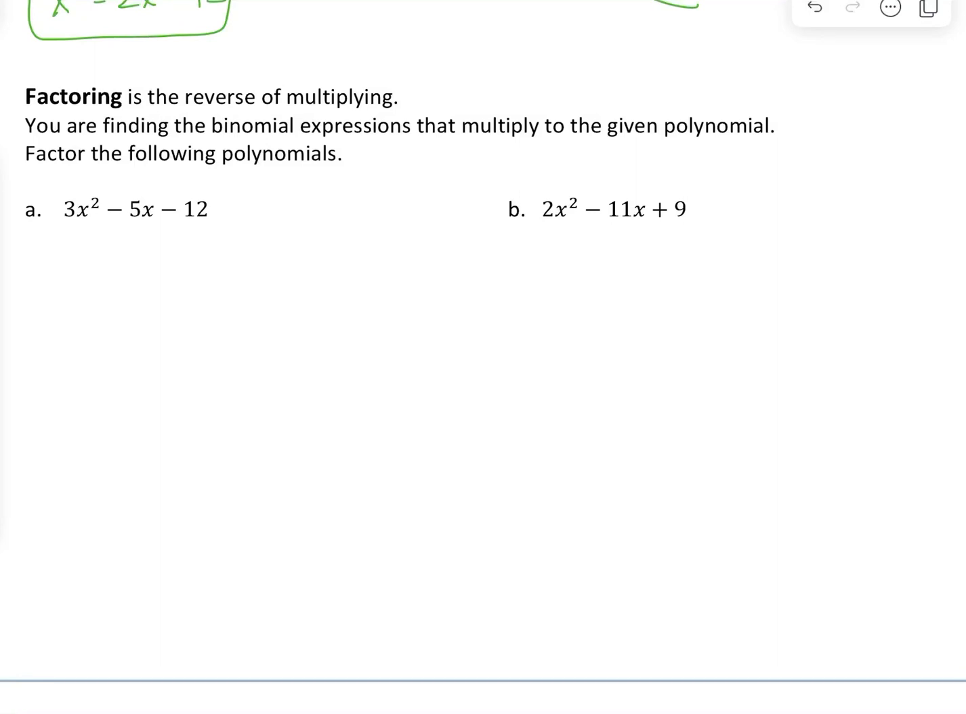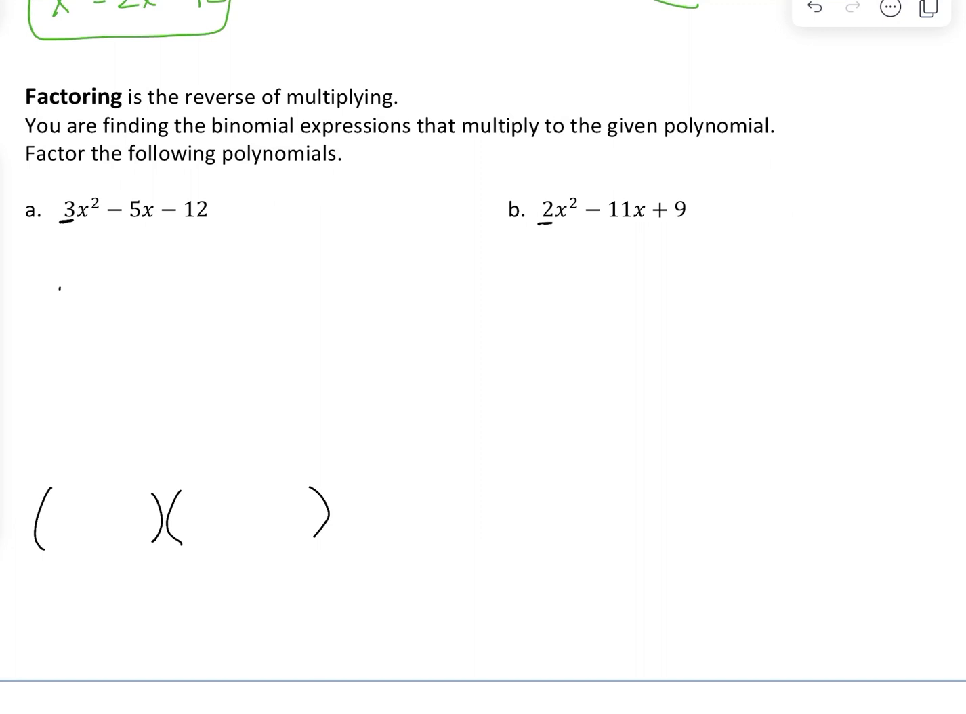So factoring is really the reverse of multiplying. And what we're looking for here is an end answer that has two binomials that we're multiplying together, so I'll have them in parentheses. Now, these first two here are kind of more difficult, especially when we see this 3 in front of the x squared and this 2 in front of the x squared.